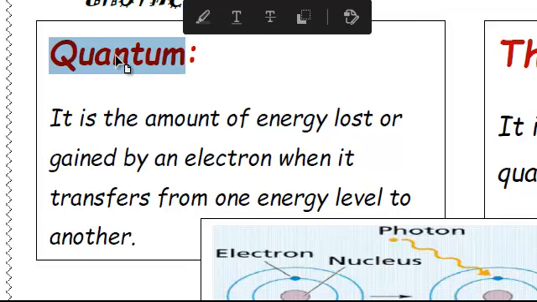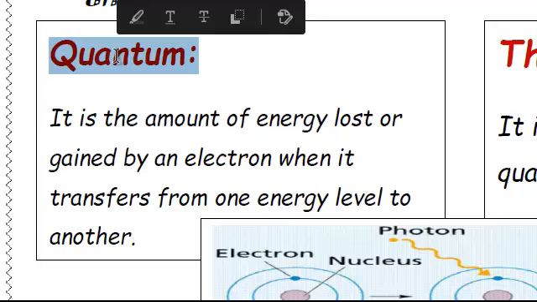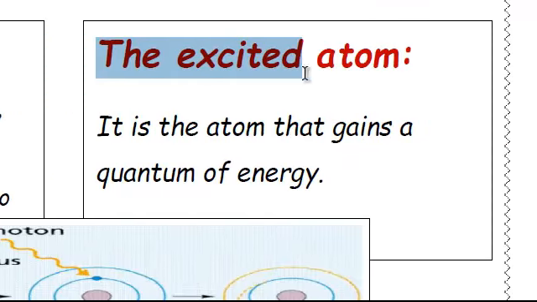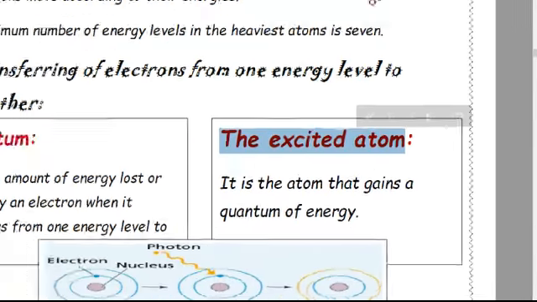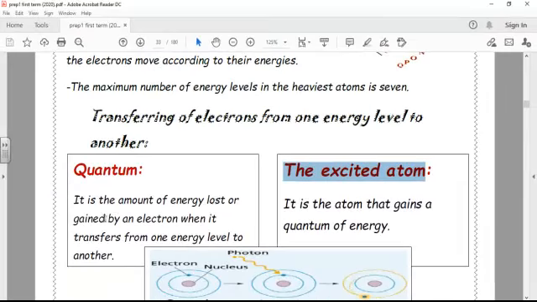So now we have 2 definitions or 2 concepts. One of them we call a quantum, and the other one we call an excited atom. What is meant by a quantum? A quantum is the amount of energy lost or gained by an electron when it transfers from one energy level to another. It means when an electron rotating in its original place gains an amount of energy, it jumps to a higher energy level. The amount of energy that it gains, we call a quantum. It stays there for a time and moves back, then it also loses the quantum again and returns.